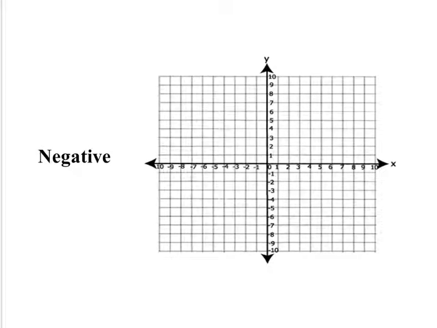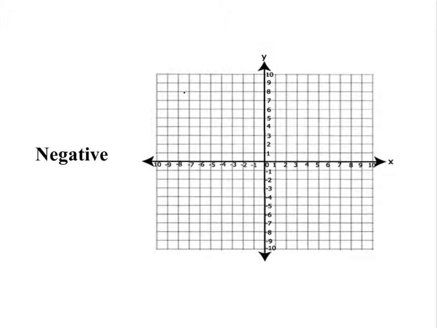A negative relationship looks like this. That just means as x is getting bigger, and you can see as it goes to the right, the y is getting smaller. This is a negative relationship because as x gets bigger, it negatively affects the dependent variable, which is y, and it makes it smaller.